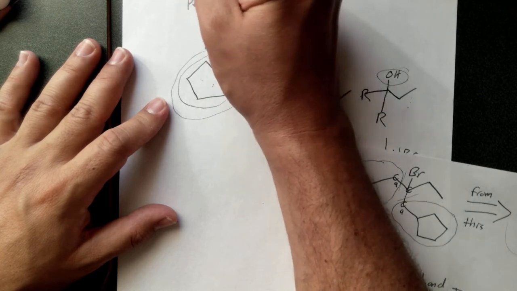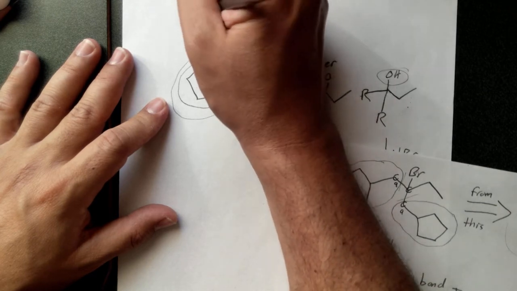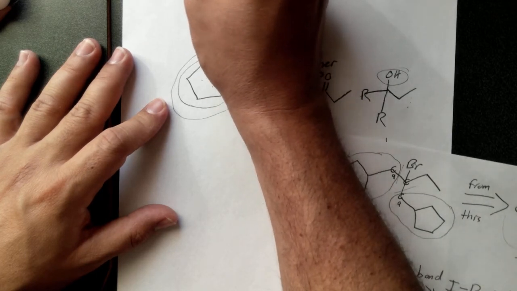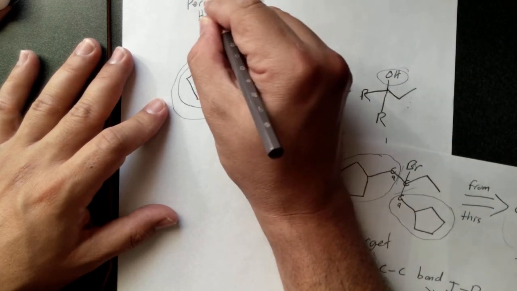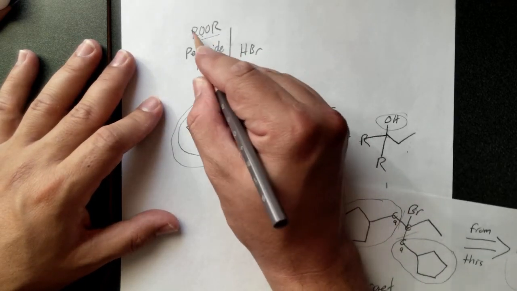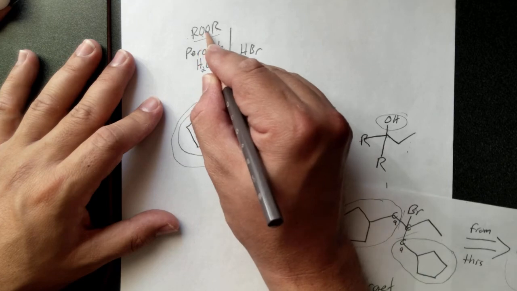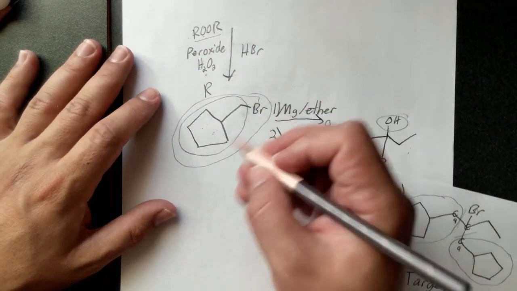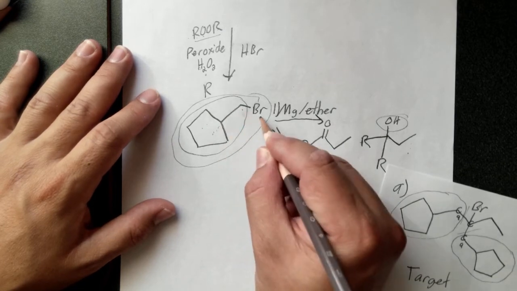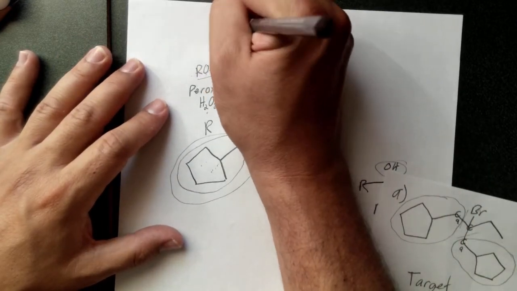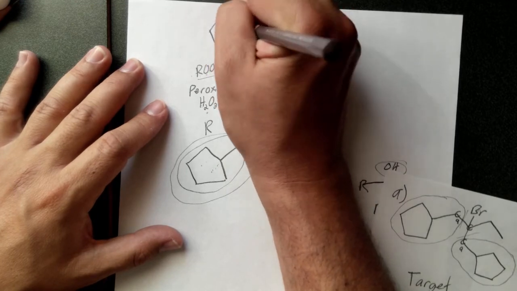You can just write peroxides if you want. You can say H2O2, you can say ROOR, which is just a peroxide like hydrogen peroxide, but it has two alkyl groups connected to the oxygen instead of hydrogens. Any of these peroxides would be a good initiator to cause the anti-Markovnikov addition to the alkene that we are starting with.